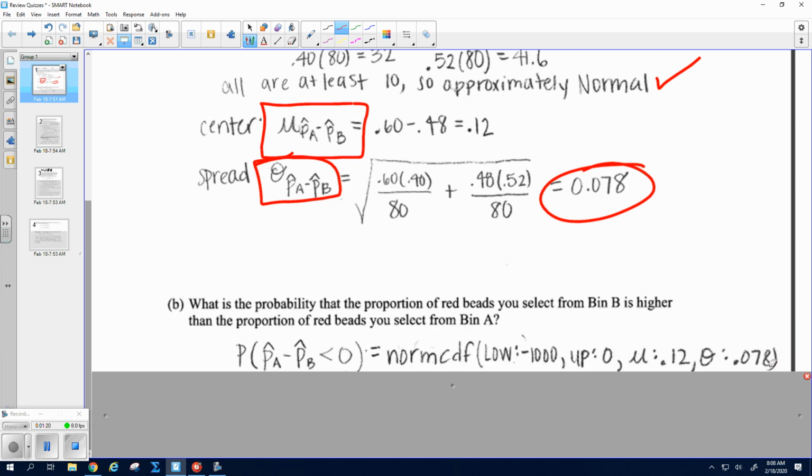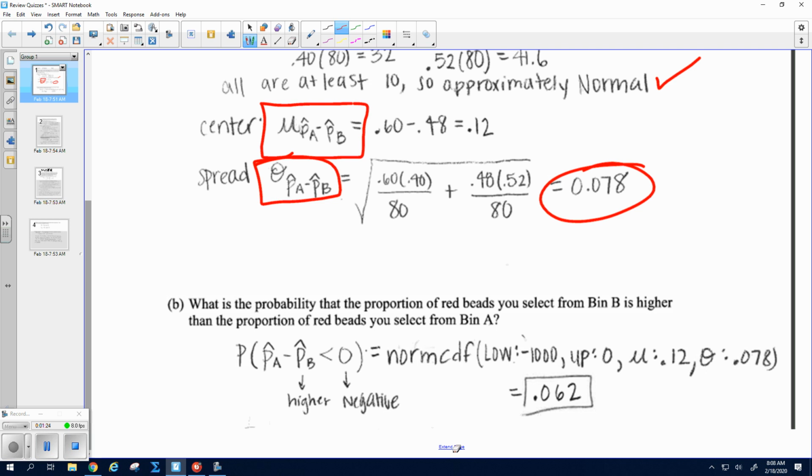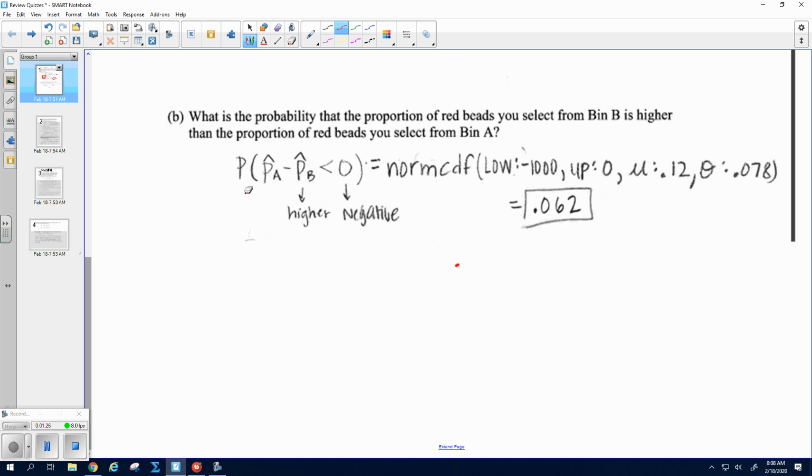All right, for this one, you guys, we want to find the probability that bin B is higher. They told us to subtract in this order. So notice I'm doing the probability of the proportion of A minus B being less than 0. So why am I doing less than 0? If bin B is higher, then I'm just looking for a negative number if I'm subtracting in that order.